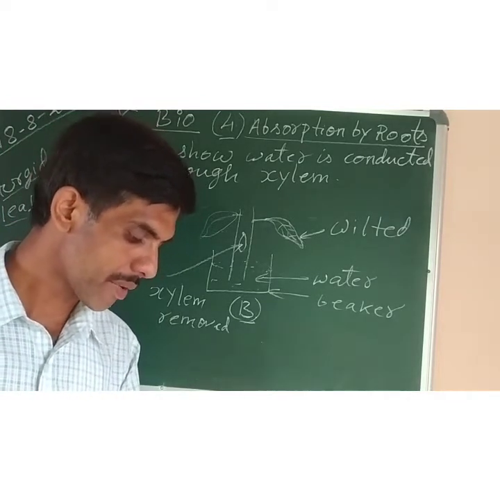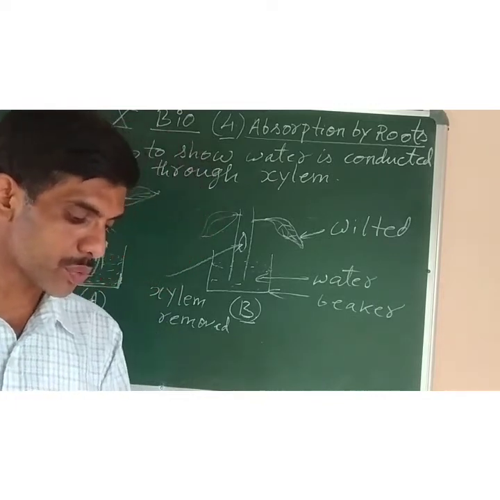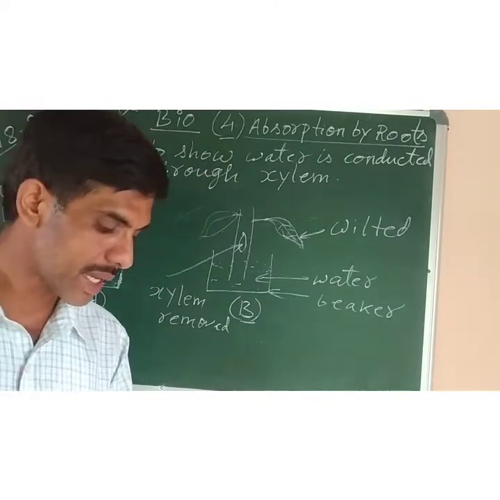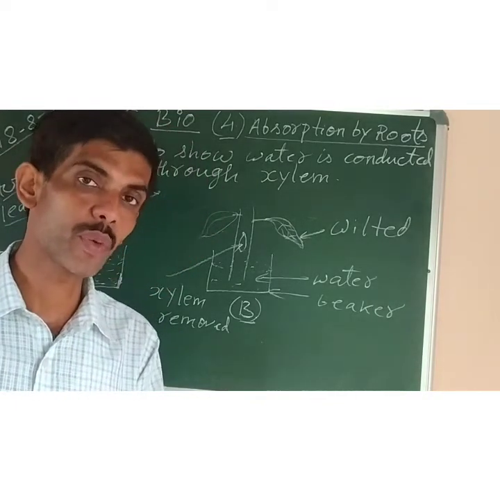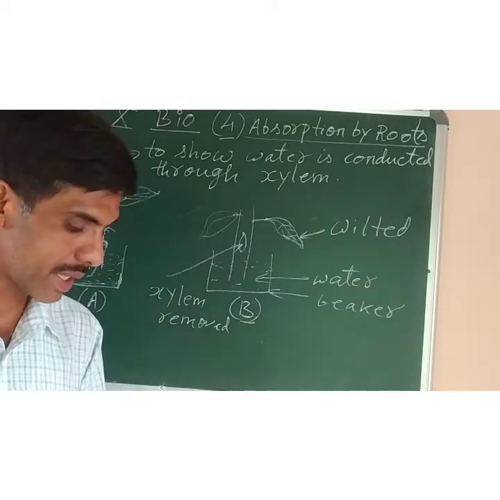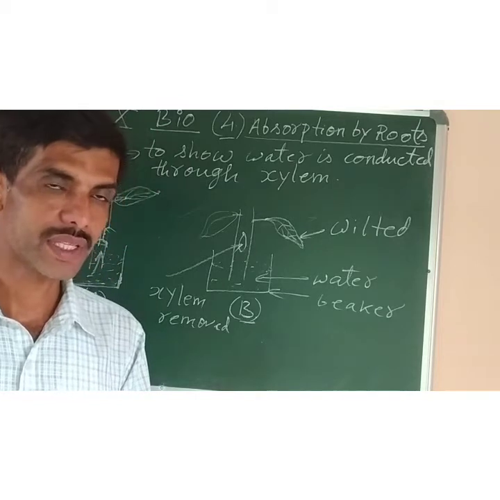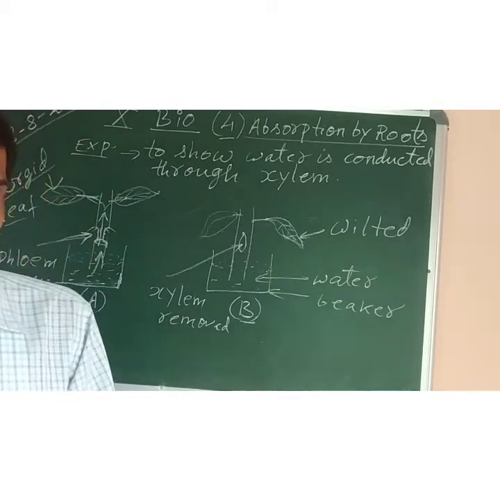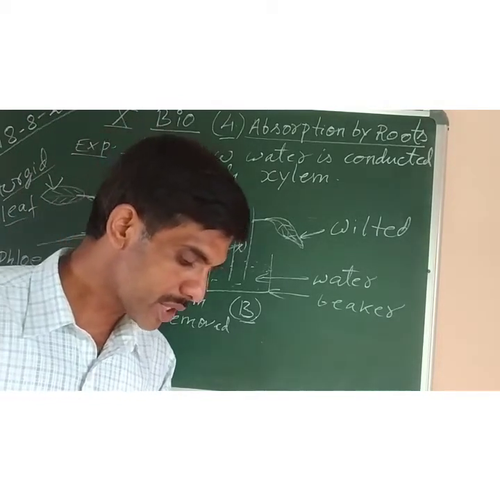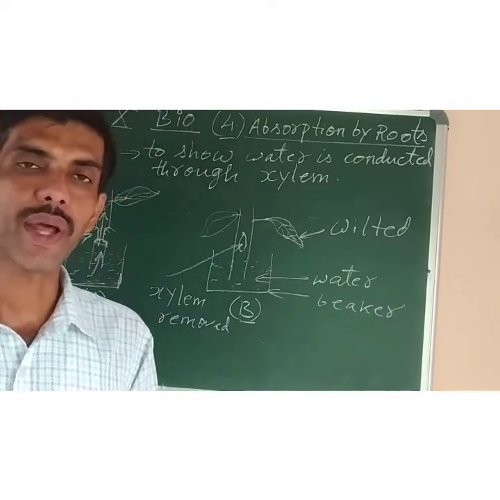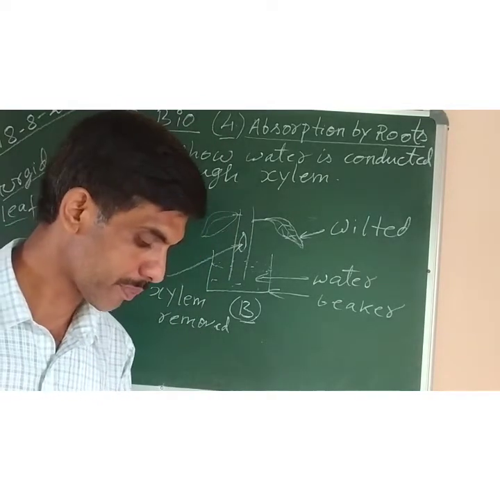Then number 5, exosmosis causes shrinkage of the cell. Exosmosis means moving outside. Of course, it will cause shrinkage. Endosmosis causes swelling, yes, because water will go inside and it will result in swelling of cells. The opposite of plasmolysis is deplasmolysis. Of course, it is true.